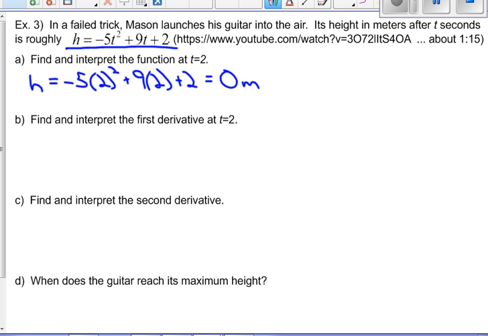What does that tell us? The guitar hits the ground, or it's on the ground, at t equals 2.